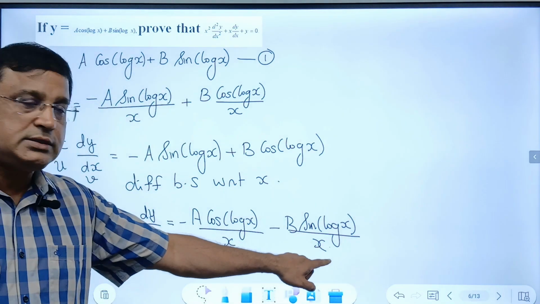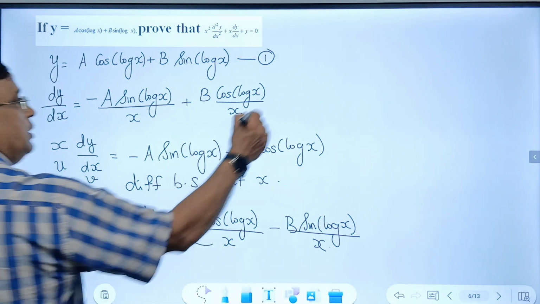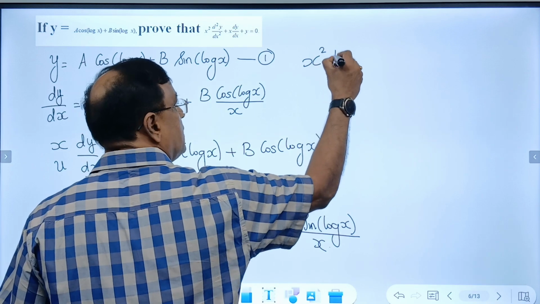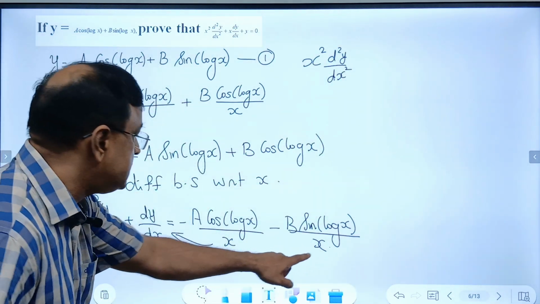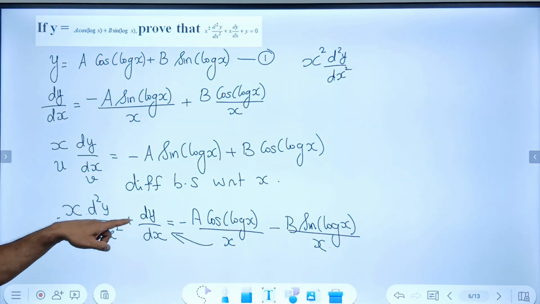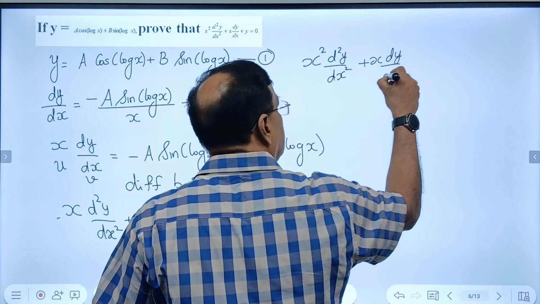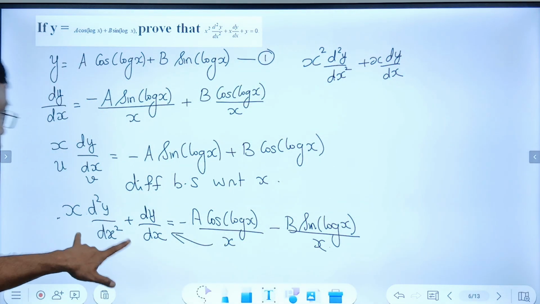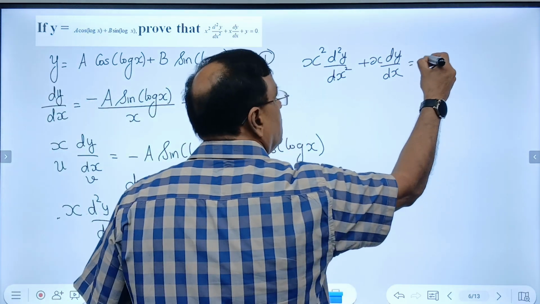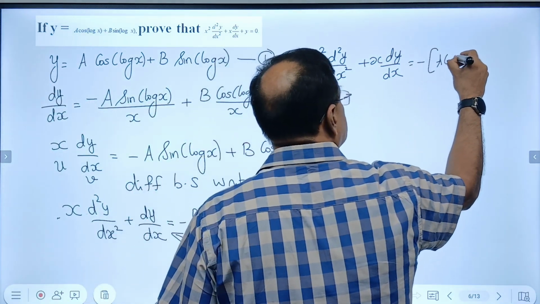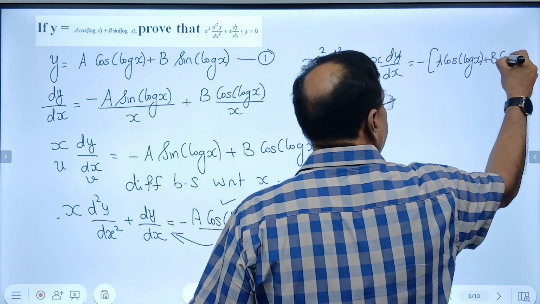Now clearly x is the LCM which can be cross multiplied. So when I cross multiply x, what will happen? You will get x square d square y by dx square. So first I multiply this x with this, so x into x is x square. Then again plus x into dy by dx, because I am cross multiplying. Remember this x will be common to both the terms. And here if you notice, the minus sign is common. So I get a cos of log x plus b sine of log x.